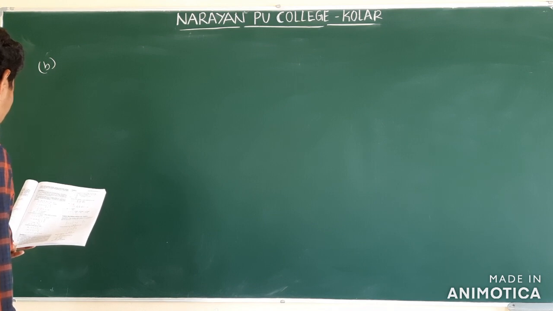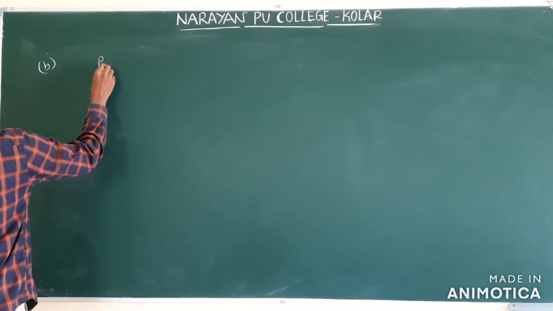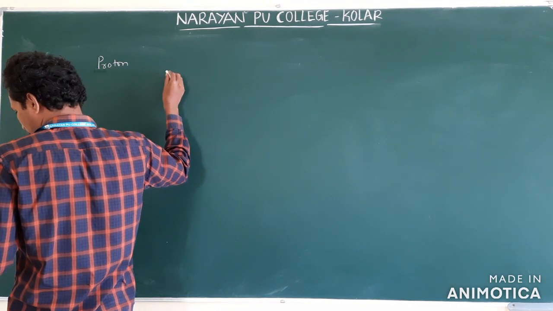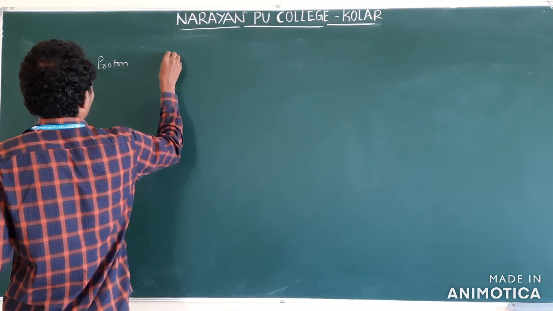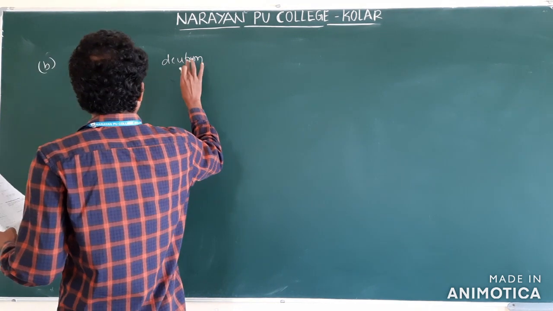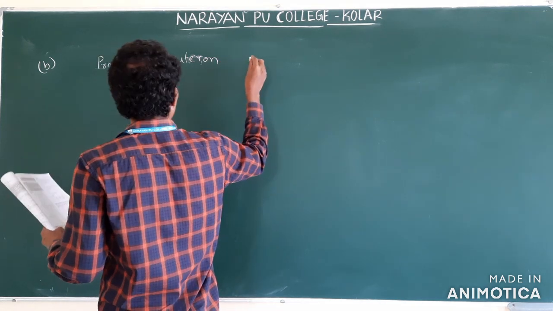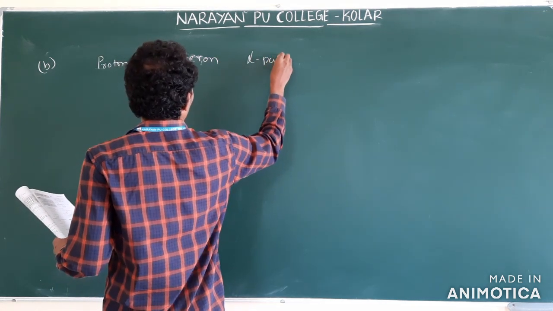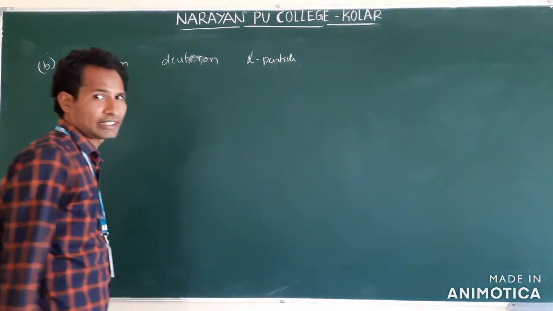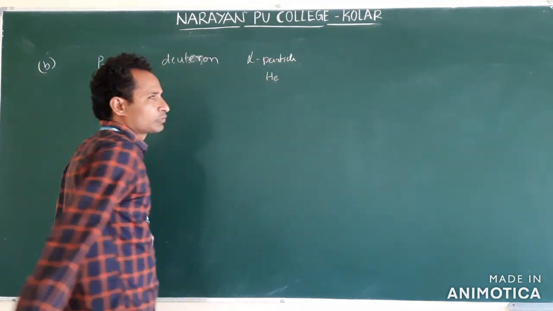Proton, deuteron and alpha. First we will write proton. Next one is what? Deuteron. Next alpha. Alpha particle is nothing but ionized helium. Alpha particle is nothing but what? Ionized helium. Clear?